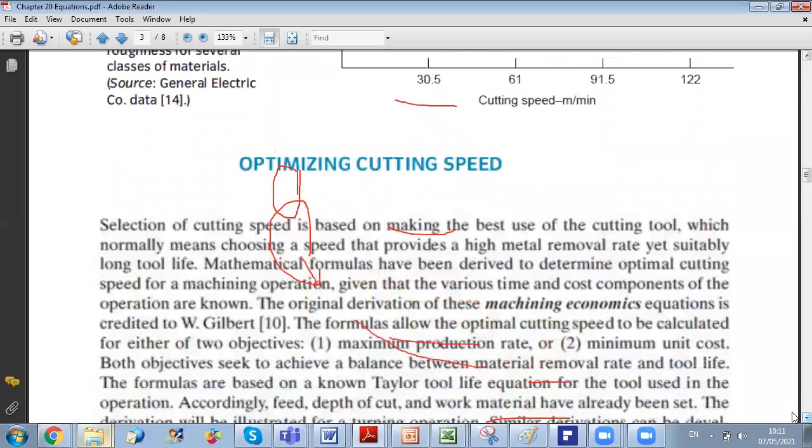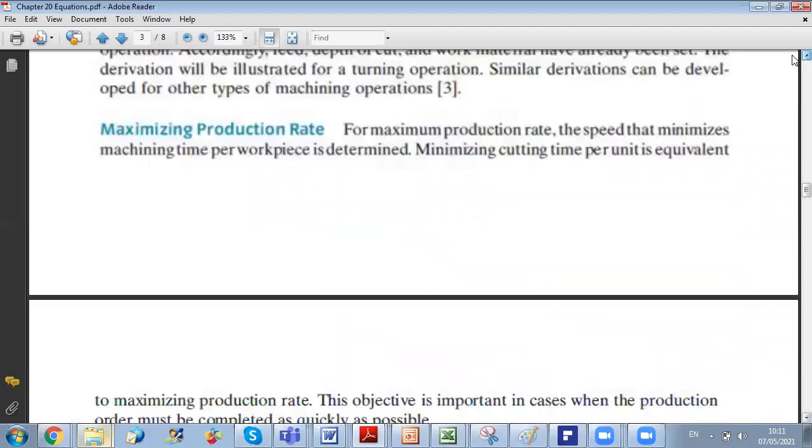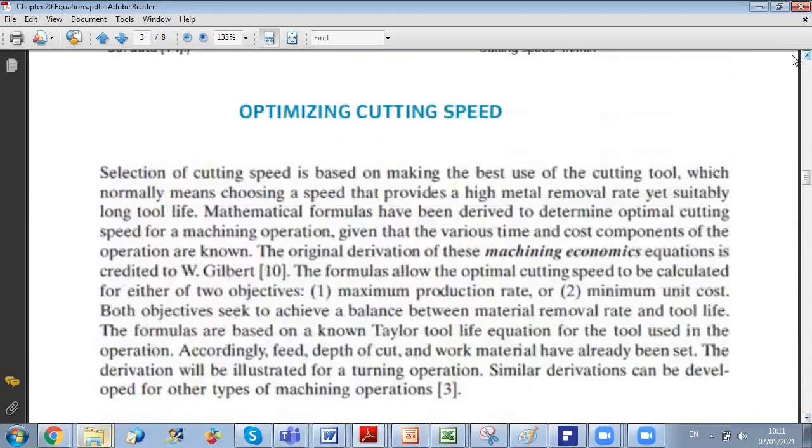Now, this is concerning the surface finish. Another important parameter in a machining operation is to optimize the cutting speed to use. So how do we decide on the cutting speed to use? We have several criteria. First, we can select the cutting speed based on the maximum production rate, or we can select the cutting speed based on the minimum unit cost. These two objectives in general are very important. We try to compromise between high production and minimum cost.